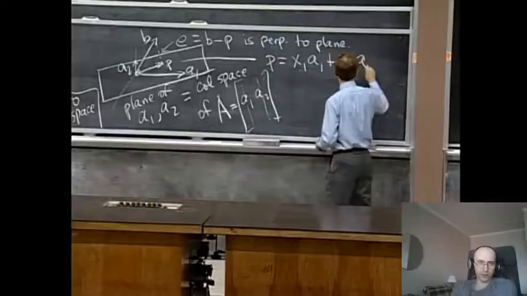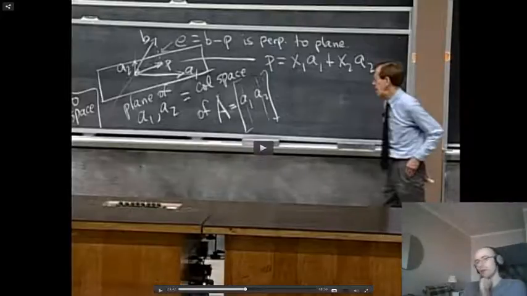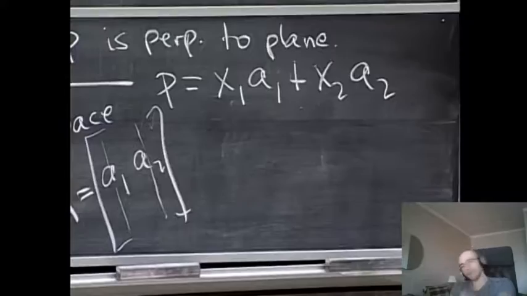Since P is in this plane, which is defined for which the basis is the two vectors a1 and a2, we can safely assume that the P is some kind of a linear combination of these two vectors of the basis. Right? Some multiple of the column.